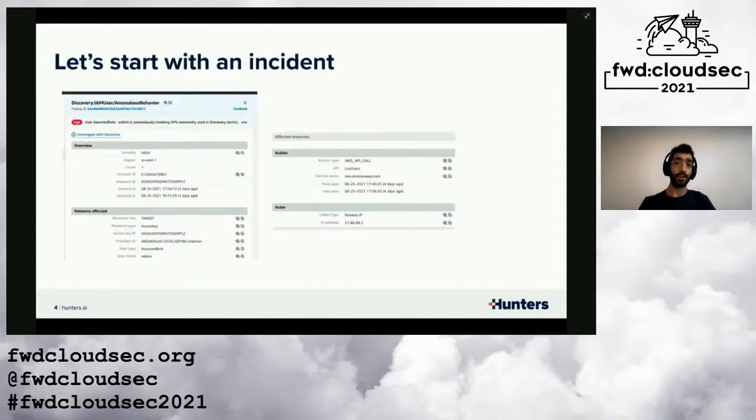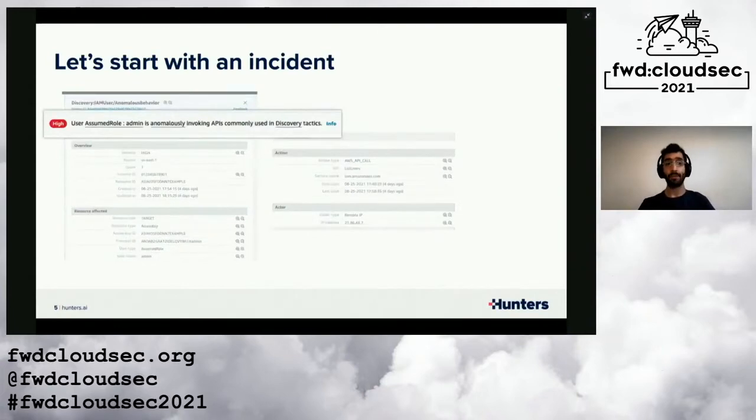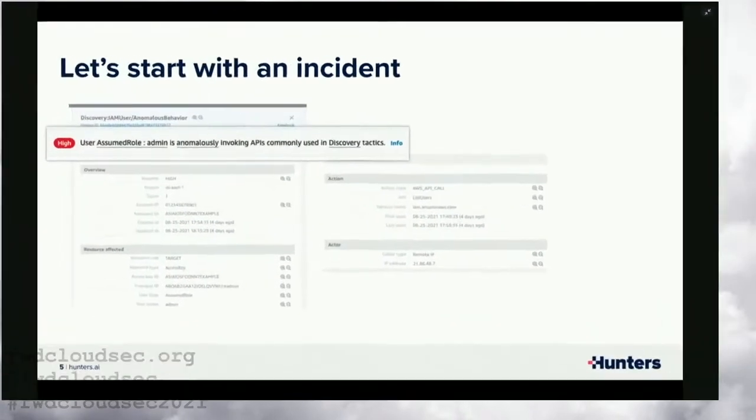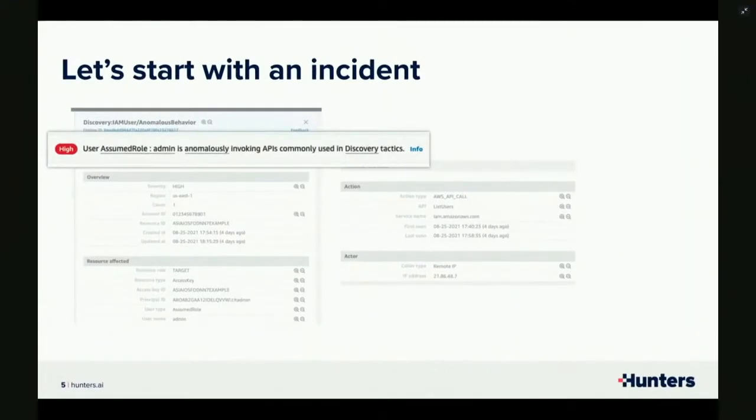So let's start with an incident. And here I took a GuardDuty incident, a great place to start an example. Obviously, I changed all the IDs and API keys, etc. So what do we have here? We have an assumed role, admin, anonymously invoking discovery API calls. Okay, that doesn't give us much information.